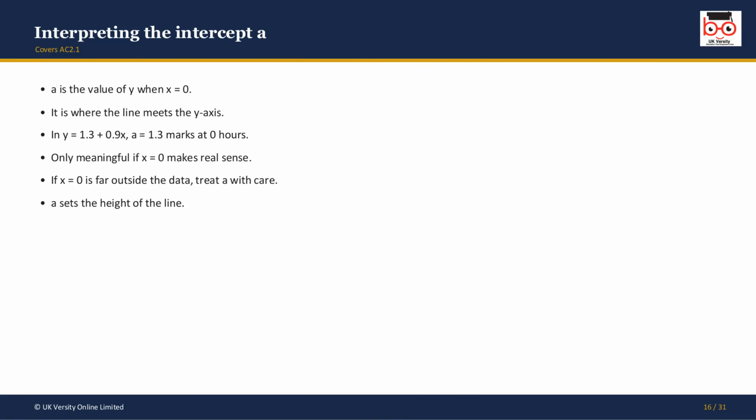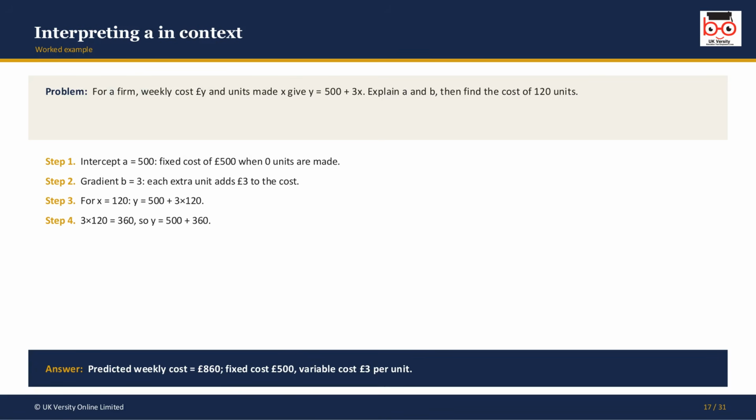The intercept a is the value of y when x is 0, in other words, where the line meets the y-axis. In y equals 1.3 plus 0.9x, that a of 1.3 is the predicted mark at 0 hours of revision. But a word of caution, the intercept only really means something if x equals 0 makes sense in context. If 0 sits far outside your data, treat a as setting the height of the line rather than a genuine prediction.